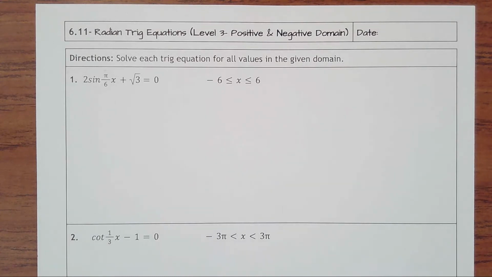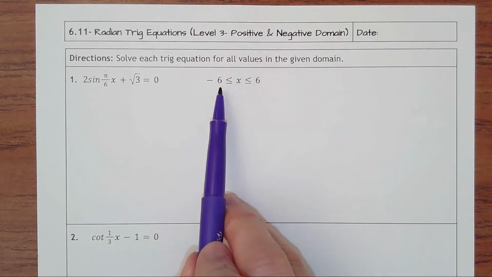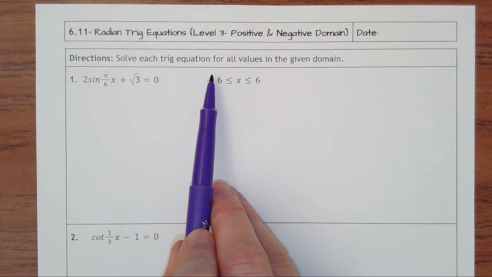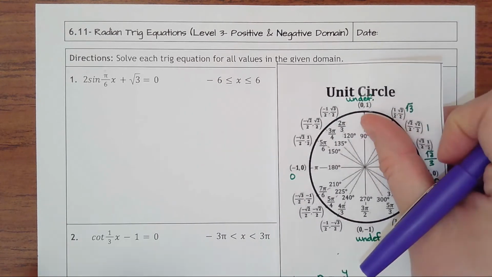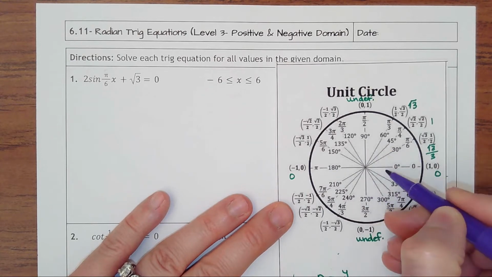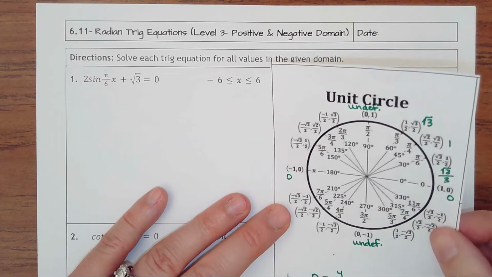Lesson 6.11, Radian trig equations, level 3 again. This time we're going to open up to where the domain is also a positive number. Before we had these always being 0. So basically what we're saying is we're not only going counterclockwise, but we're going clockwise, which makes negative angles.